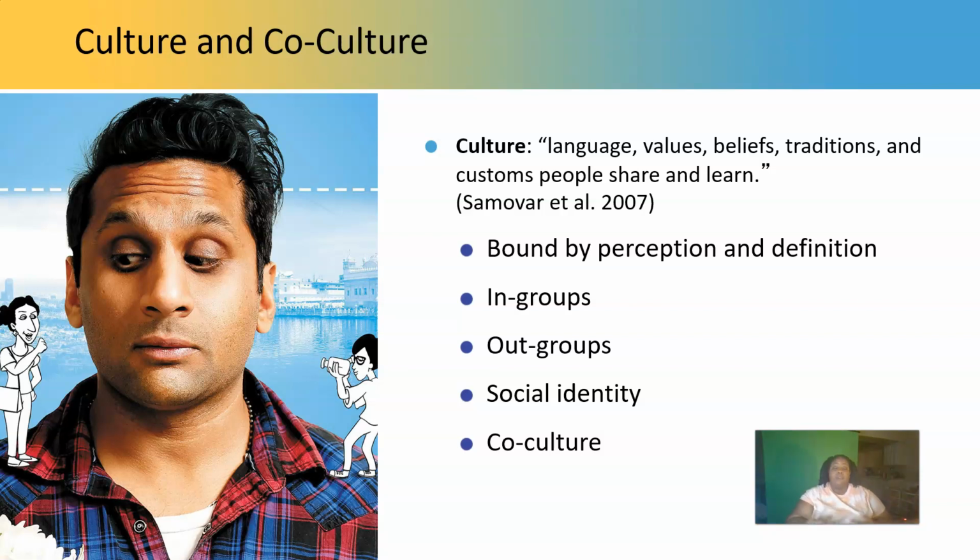But because culture is made up of so many things, we can also think about co-cultures. So you might have a main culture and subsections of the main culture. So for example, I identify as African American. So not only am I American, but I'm also a descendant of sub-Saharan Africans in America.